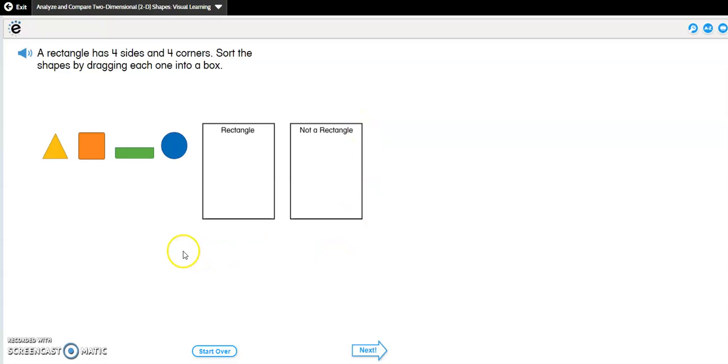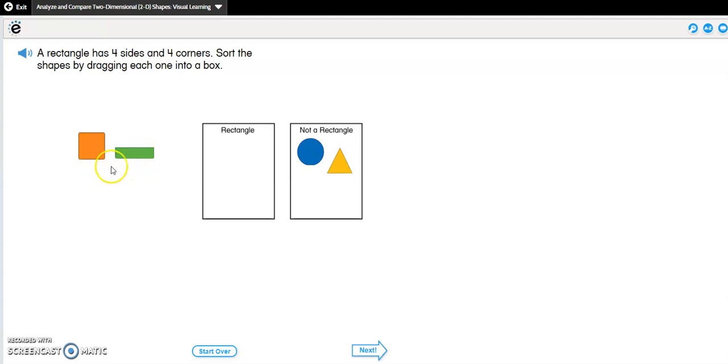So a rectangle has 4 sides and 4 corners. So the first thing that we can do is find the shapes that don't have 4 sides, because those would not be rectangles. So this can't be a rectangle. It doesn't have any sides. And this can't be a rectangle because it has 3 sides. But here we go. We have 2 shapes that both have 4 sides and both have 4 corners. Which one is a rectangle?